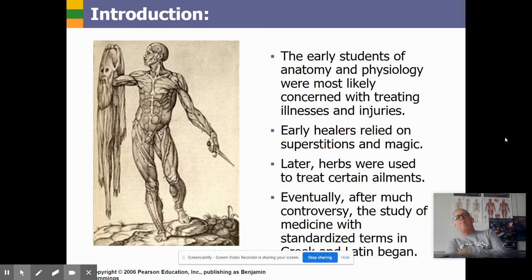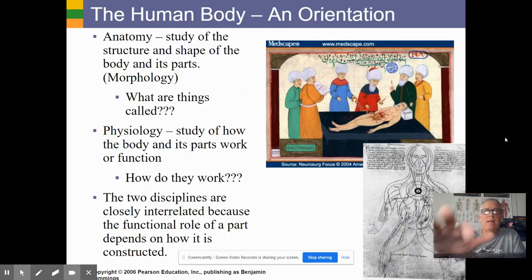Eventually, the study of medicine came around. They needed to use more of a standardized language, and they used Greek and Latin words in order to begin this study.